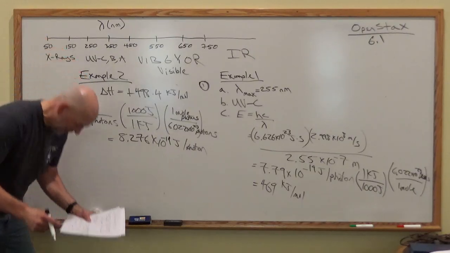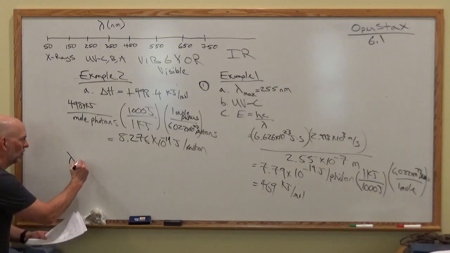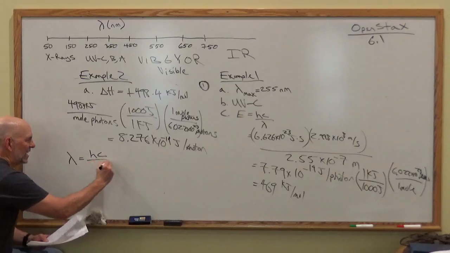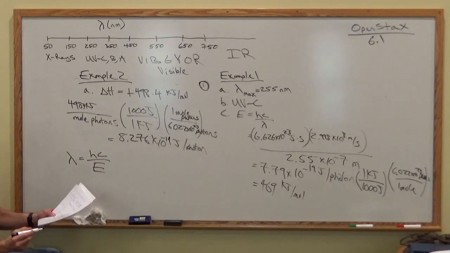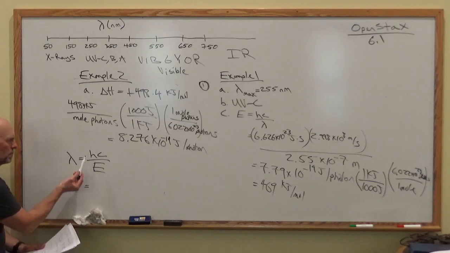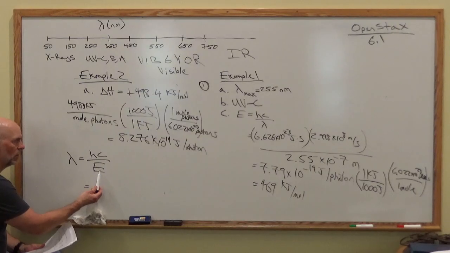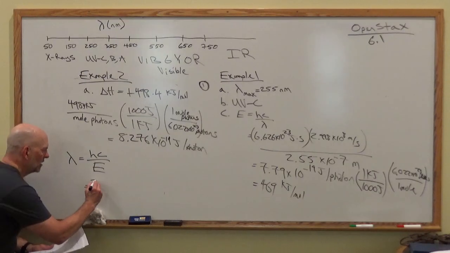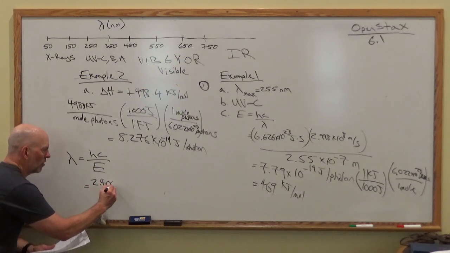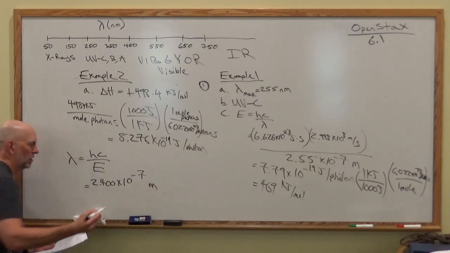And then I'm going to take that third equation, and we're trying to solve for wavelength. So if you solve that equation, you're going to get hc over E. I can probably just talk you through this. You put Planck's constant here, you put the speed of light here, you put the energy here, which we just brought down, and you follow your units, you end up getting 2.400 times 10 to the minus 7th meters.